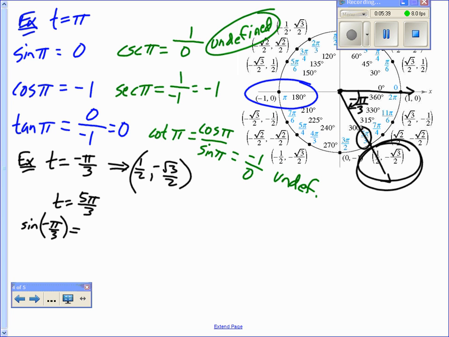That 1/2, negative root 3 over 2 is a function of that t real number, negative pi thirds. The sine is the y value, the cosine is the x value, and so on. I'm not going to do the rest of those, but you could do it that way. So that's how you go about finding the 6 trig functions for a negative rotation, a negative t number.